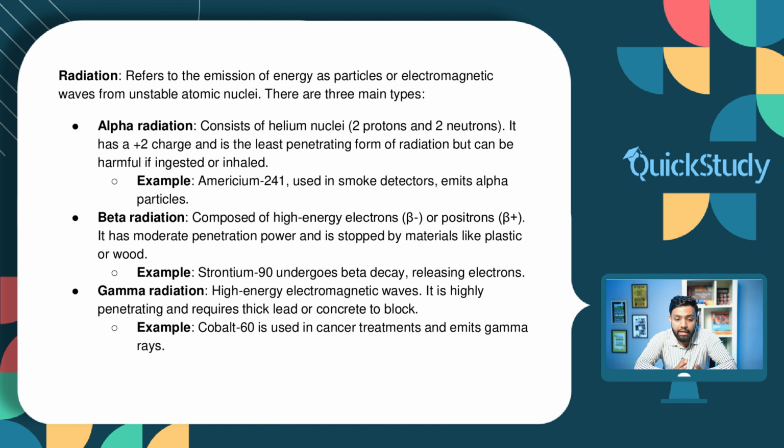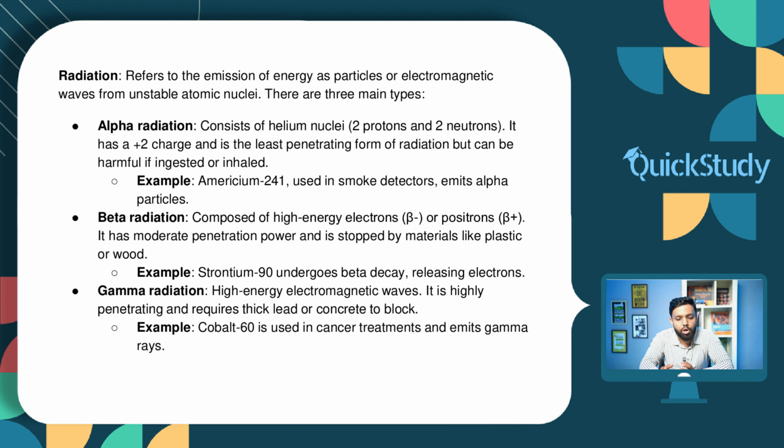And radiation, however, refers to the emission of energy as particles or electromagnetic waves from unstable atomic nuclei. There are mainly three types of radiation, which are alpha radiation, beta radiation, and gamma radiation. Alpha radiation consists of helium nuclei, two protons and two neutrons. It has a +2 charge and it is the least penetrating form of radiation. But it can be harmful if someone ingests it, basically eats it or gets it inside their skin. For example, americium-241 used in smoke detectors emits alpha particles.